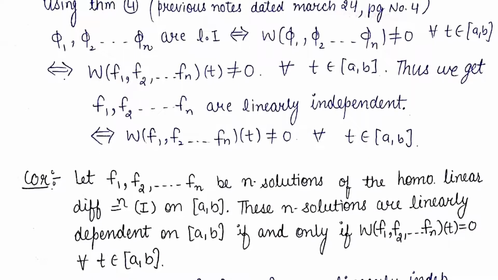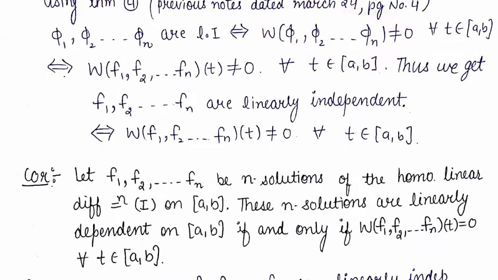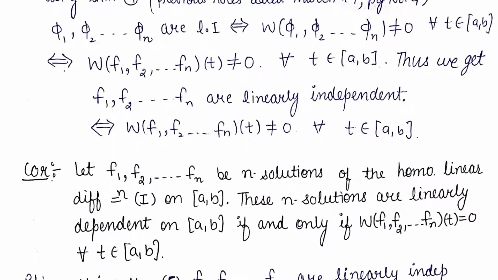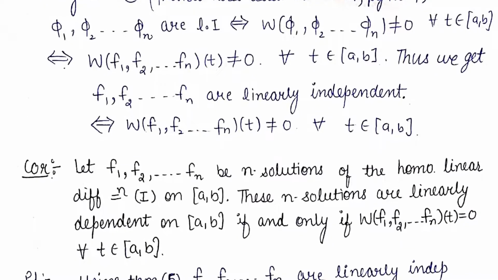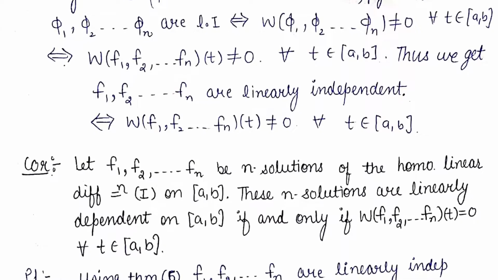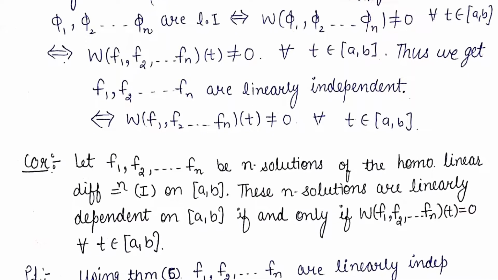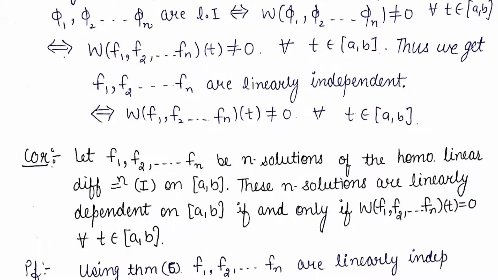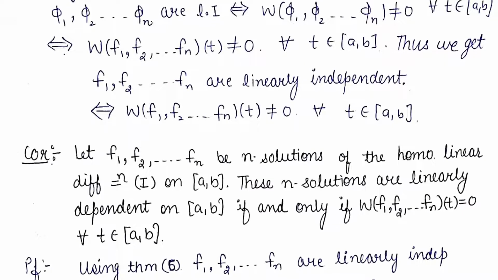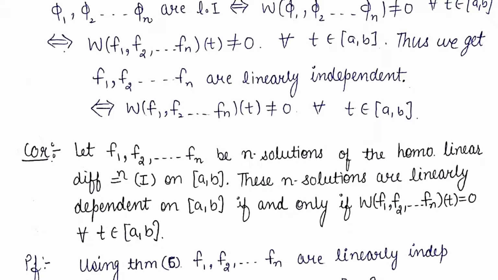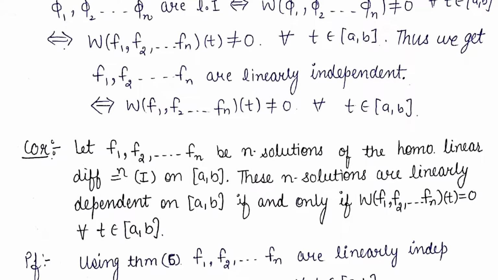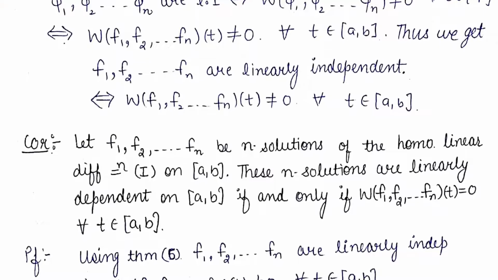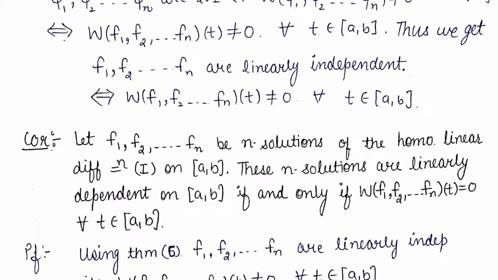And this holds if and only if the Wronskian of f1, f2, ..., fn at t is not equal to 0 for all t in AB, because the Wronskian of phi 1, phi 2, ..., phi n is the same as the Wronskian of f1, f2, ..., fn. Thus, combining the first statement with this last one, we get that f1, f2, ..., fn are linearly independent if and only if the Wronskian of f1, f2, ..., fn is not equal to 0 for all t in AB. And this completes the proof of this theorem number 6.